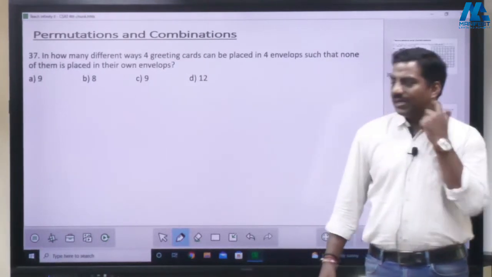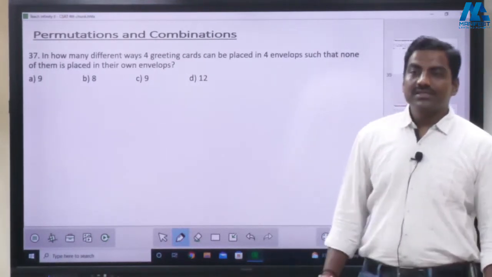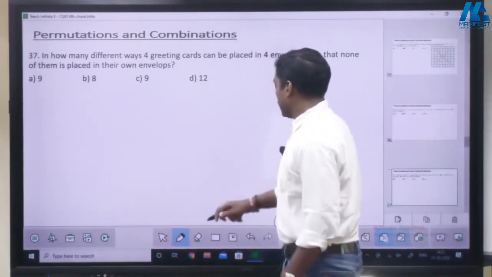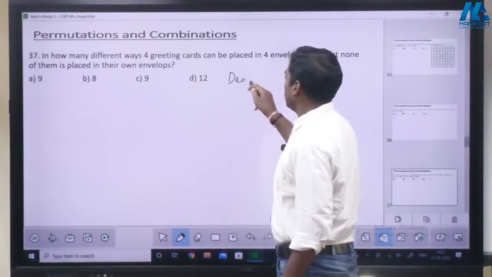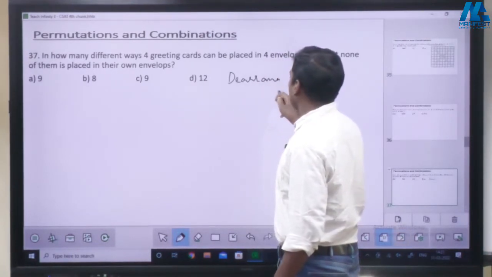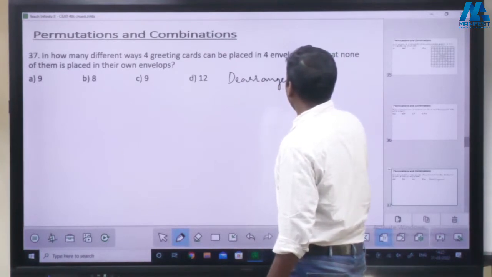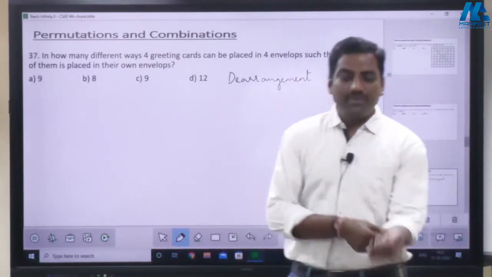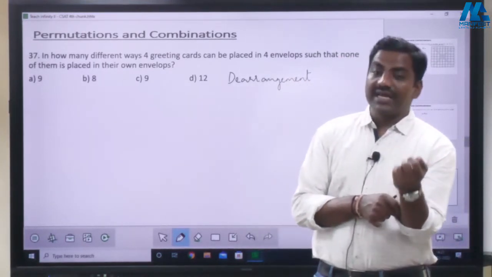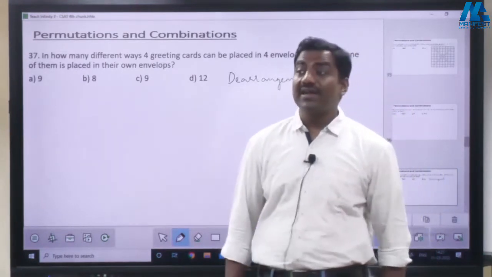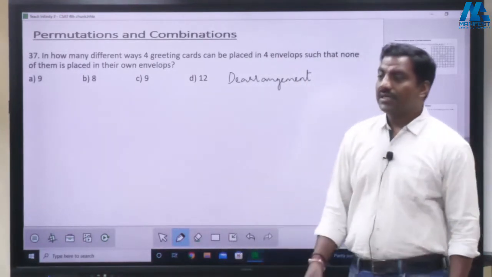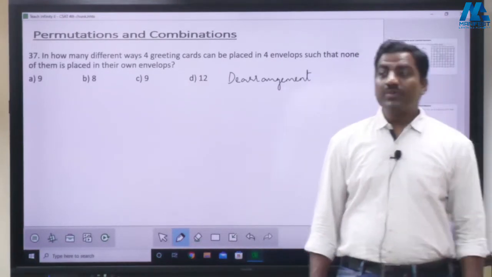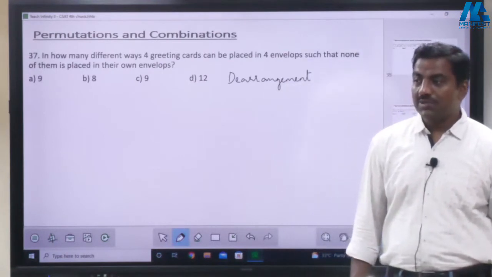Next. This is a typical problem. This is called as dearrangement. So far we were arranging. Arranging in the sense, we were making the things to go to their place and we were calculating in how many ways we can arrange. But here we are trying to dearrange. Dearrange in the sense, whatever the arrangement that has been given to us, that should be disturbed completely.